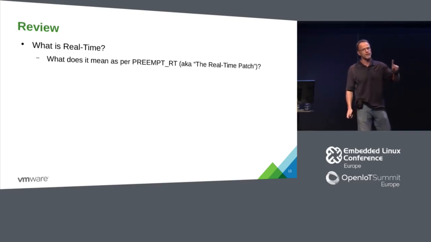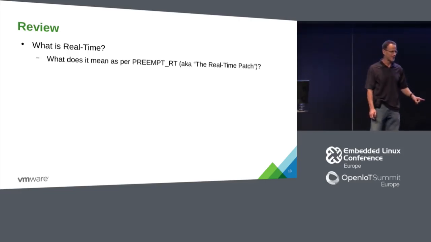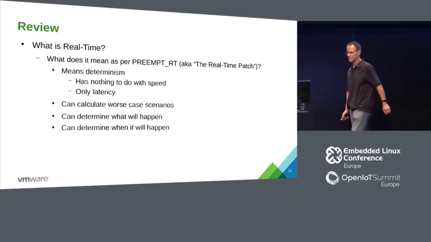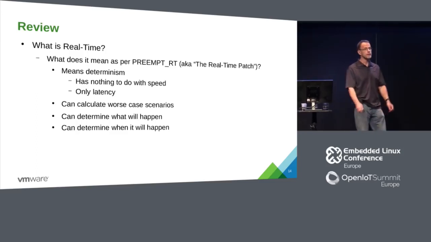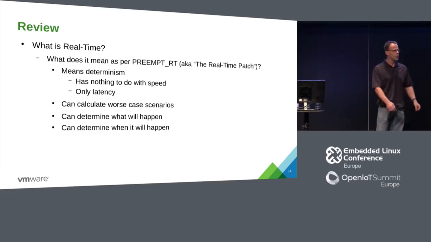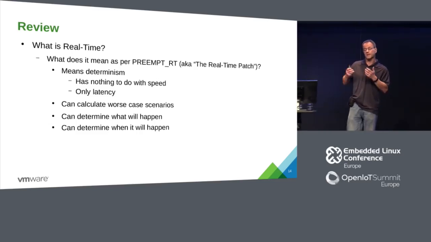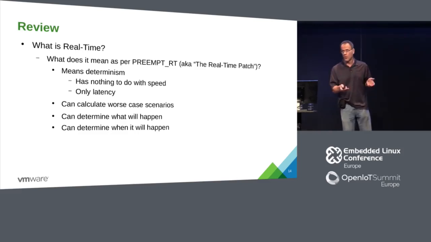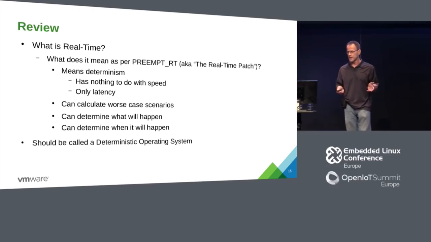By the way, that's another hint why it's getting into Linux. We no longer call it the real time patch because it's not going to be a patch anymore. We call it preempt RT now. It means determinism. It has nothing to do with speed. It has to do with knowing what's going to happen. So we care about latency. We always calculate the worst that could happen. I like to say it's knowing what will happen when it will happen. So that's what real time really is to us.